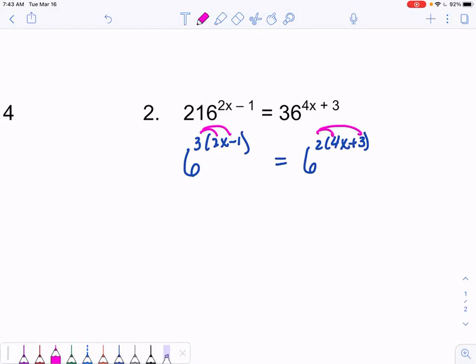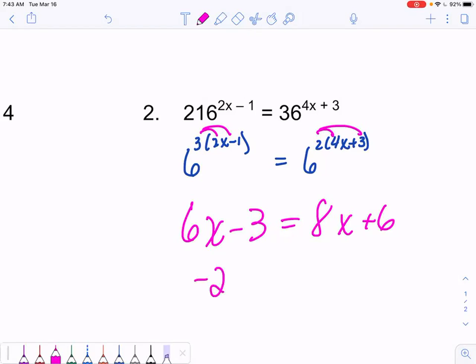If I distribute those through, what do you get? And then solve, take something to one side and the number to the other. However you want to do it, it's totally up to you. If you like having the x's on the left, you could subtract the x and add the number. And you get -9 halves. That one might have been a little easier than the log problem.